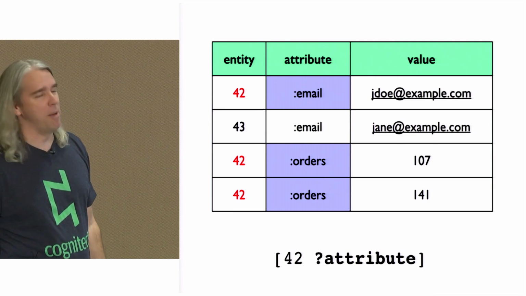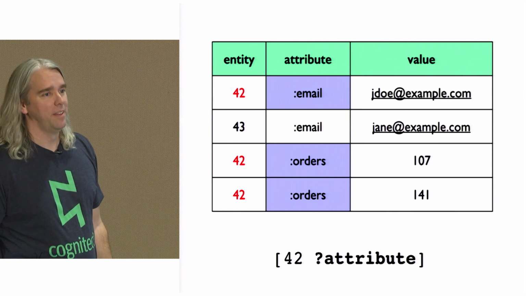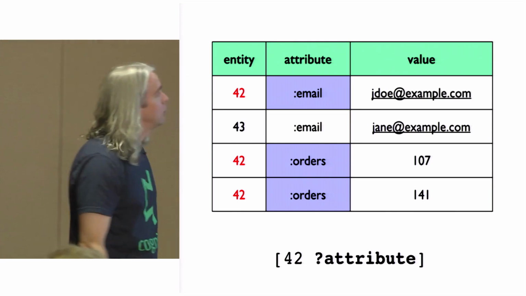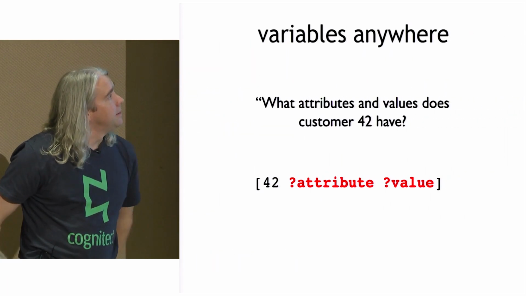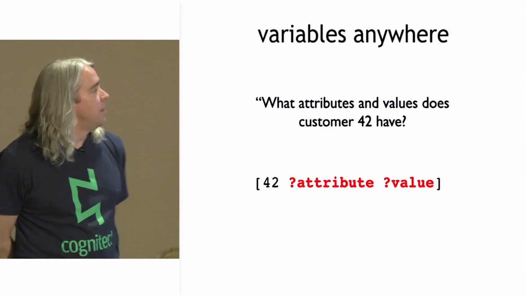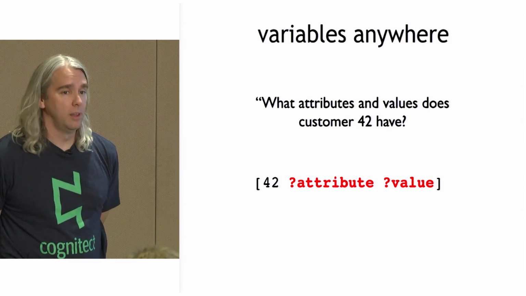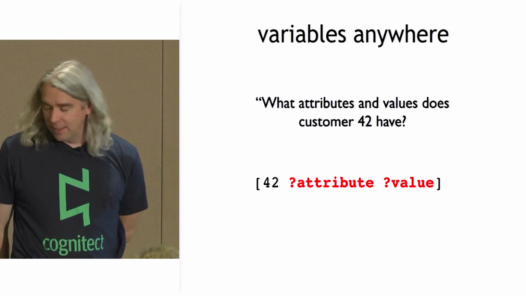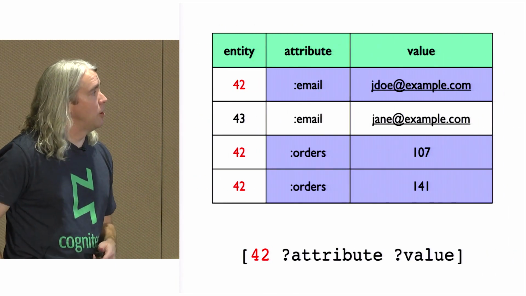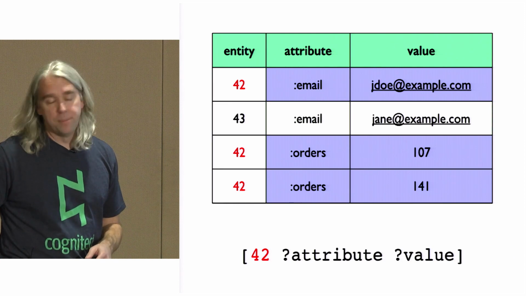A set with how many things in it? Set's the key word. 2, right? Because orders is repeated. You're not going to see that twice. Now, you can also have variables in both the attribute and value position. This says, tell me everything about 42. Everything we know immediately about 42. So that's going to find email, JDO, orders 107, orders 141.